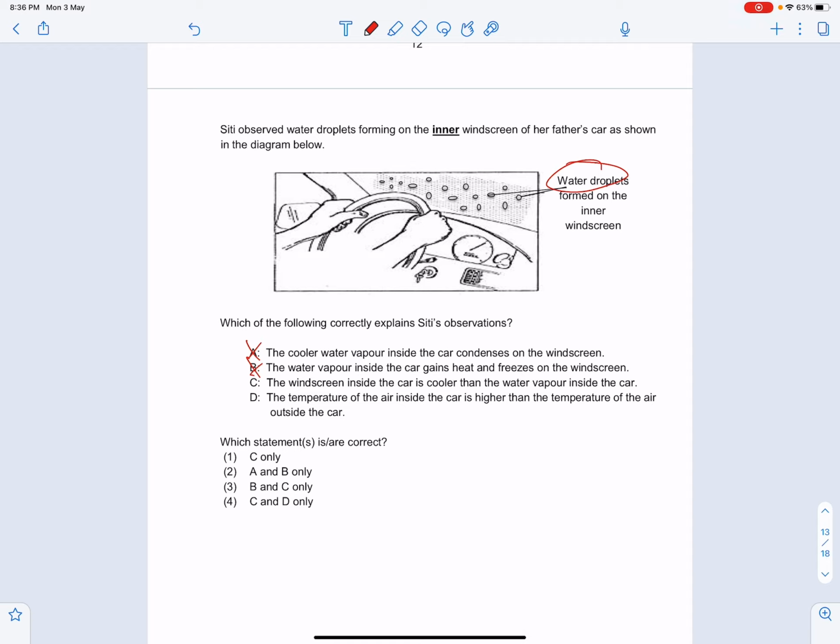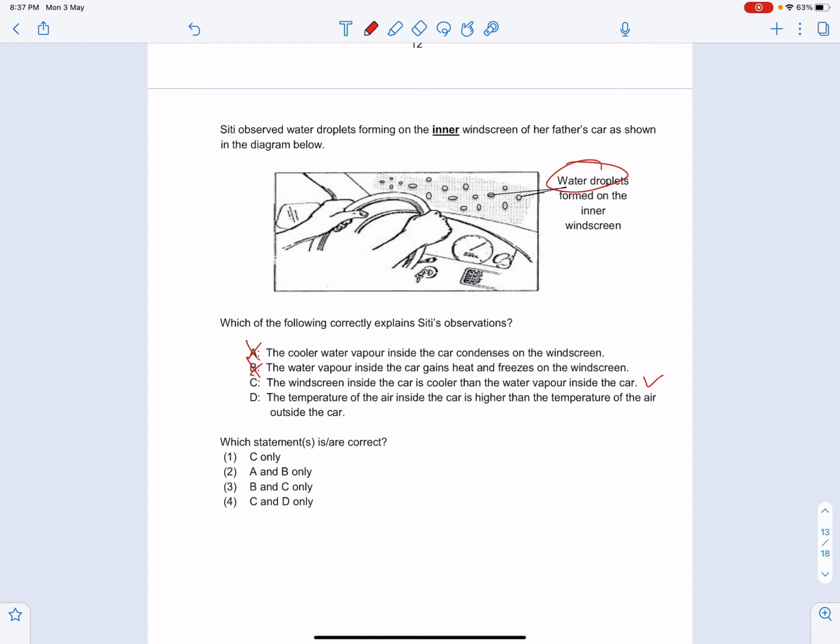C, the windscreen outside the car is cooler than the water vapor in the car. Yes, exactly what I said, right? Because your water vapor needs to touch a cooler surface in order to lose heat. So this is correct. D, the temperature of the air outside is lower than the temperature of the air inside the car. That's right. That's what I'm saying.